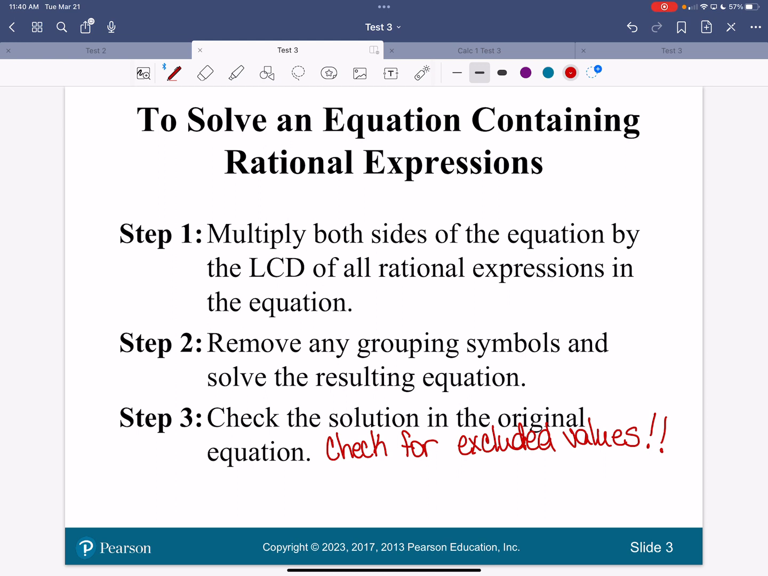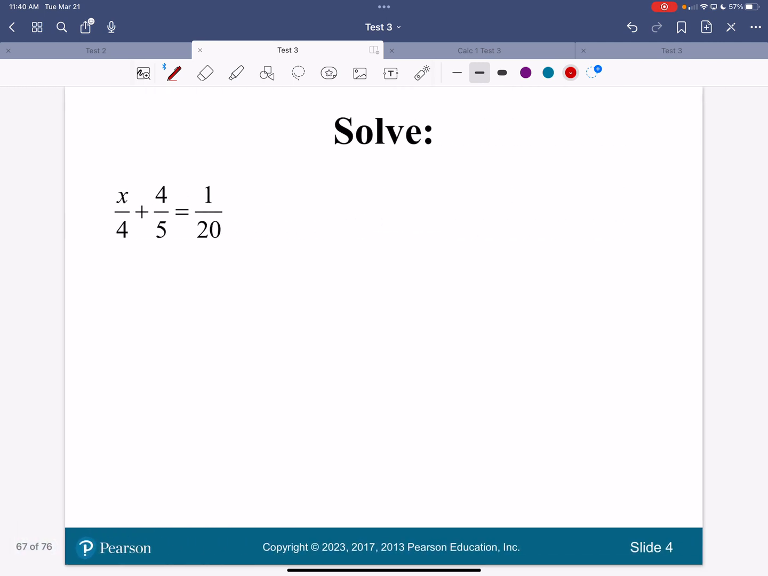Now, to start with, we are just going to look at a few that are fractions, that don't have any variables in the denominator, just to remind ourselves how we do those problems. So here's the first one that we're going to look at. I've got x over 4 plus 4 over 5 equals 1 over 20. I'm just looking at the denominators. I have no variables in the denominator, so I need to find my LCD. What is my LCD between 4, 5, and 20? It's 20. So what I'm going to do is multiply everything by 20.